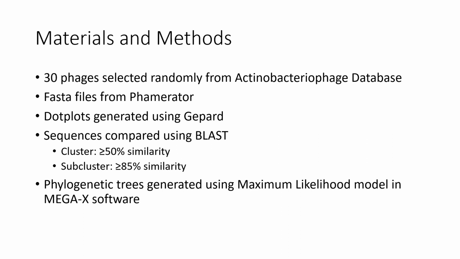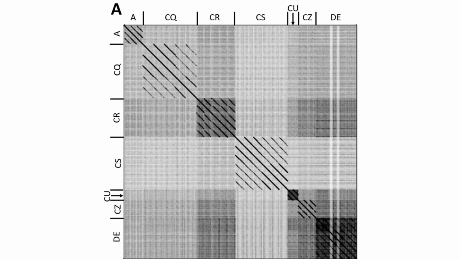I then generated phylogenetic trees using individual gene sequences using the maximum likelihood model in MegaX software. I use this as a comparison method to what I had already done. This method is not commonly used in assigning cluster and subcluster, but I wanted to see how effective it would be in assigning cluster and subcluster using only a single gene. So now for my results.